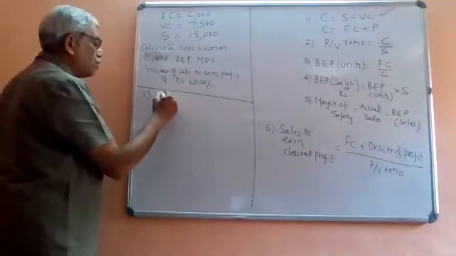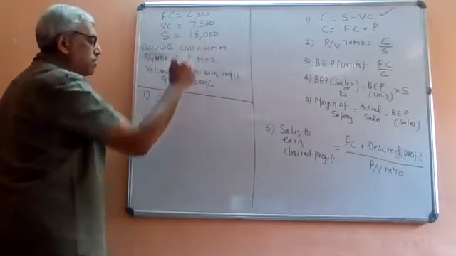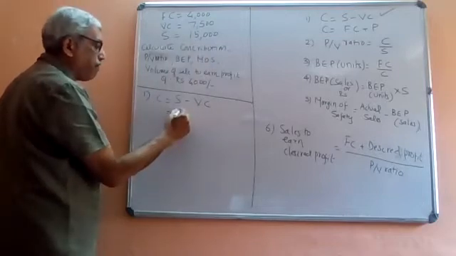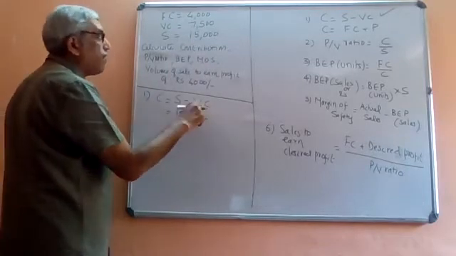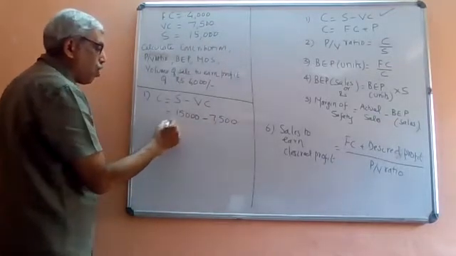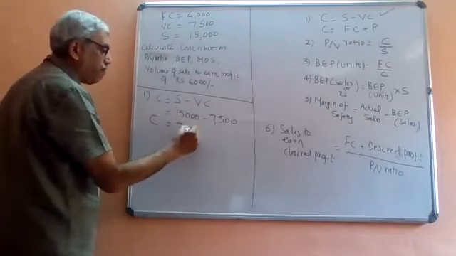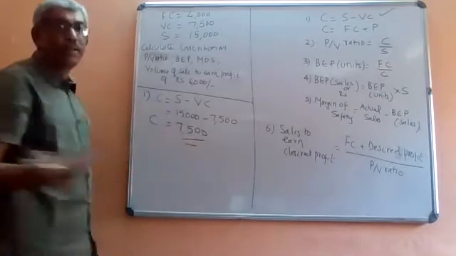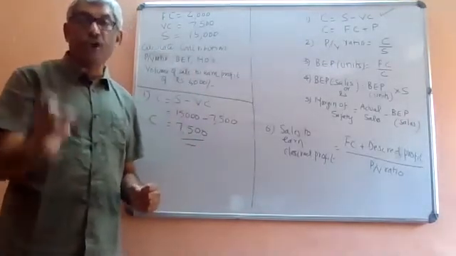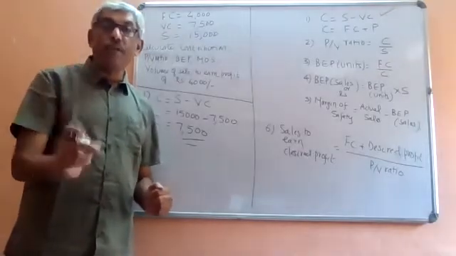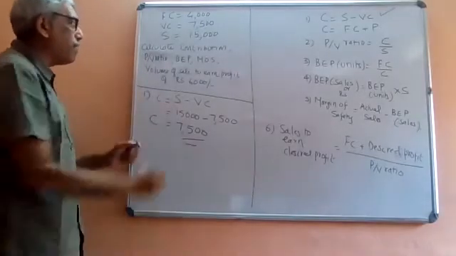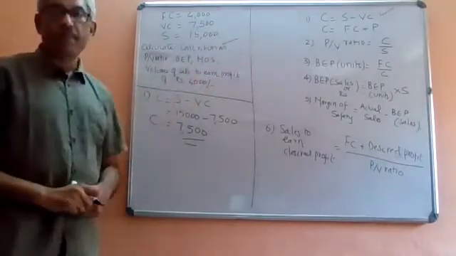So what is contribution? Contribution is sales minus variable cost. Sales is 15,000. Variable cost is 7,500. So your contribution is 7,500. Very simple. You just have to learn the formula by heart. So we have found contribution.